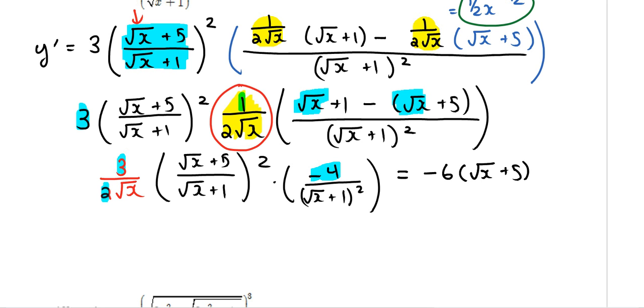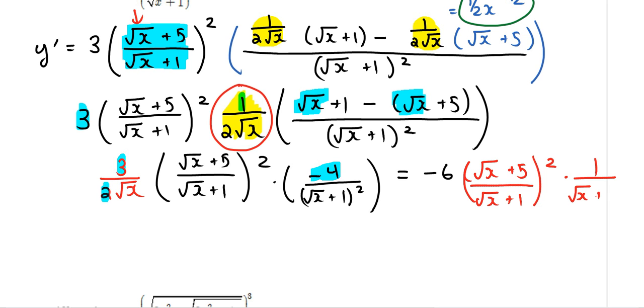Oh my goodness, what am I doing here? Okay, let me think here. Let me put this over root x plus 1. Okay, so all of this will be squared. Sorry, this is just looking pretty ugly now. Sorry, negative 6, and let's just do this. Root x plus 5 all over root x plus 1, all of this squared, times 1 over this root x plus 1 squared there.